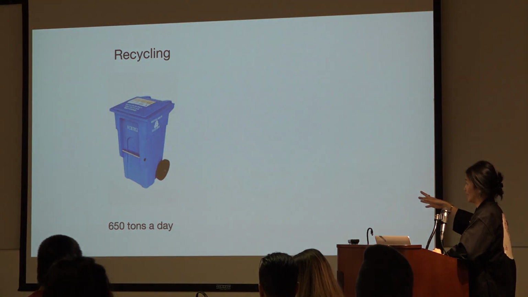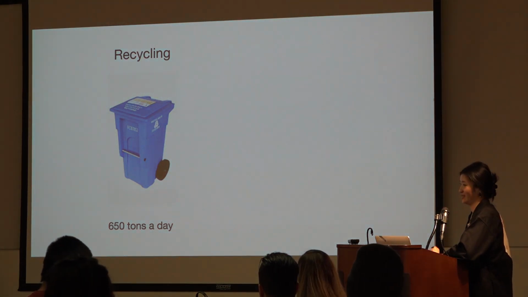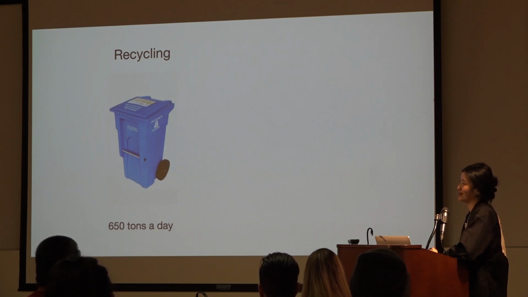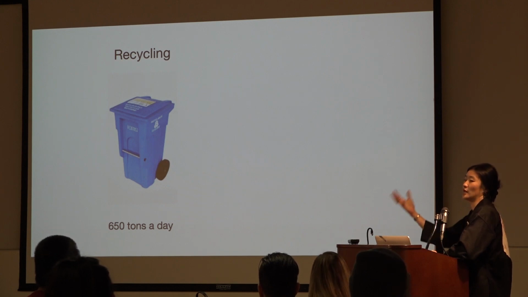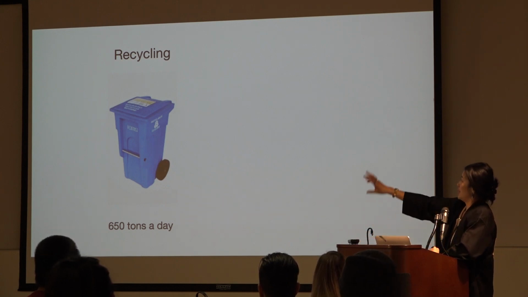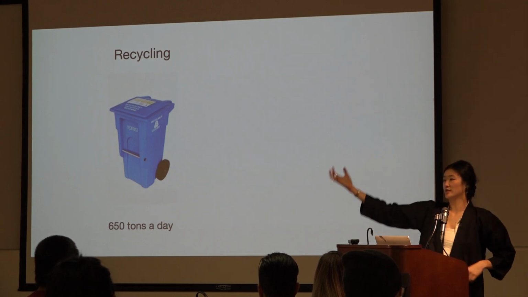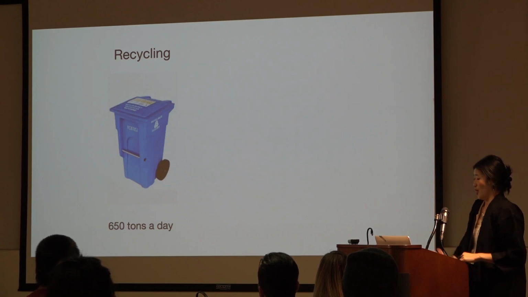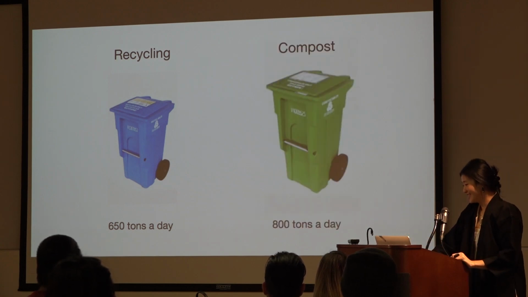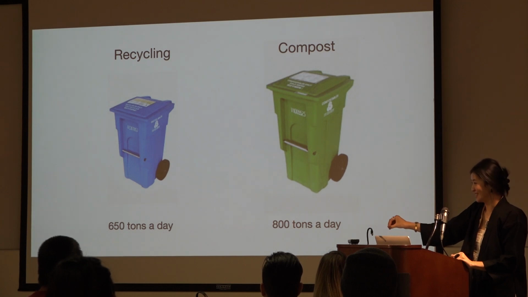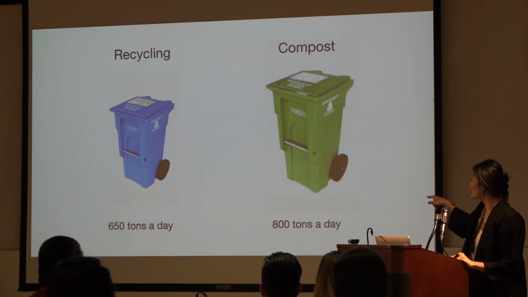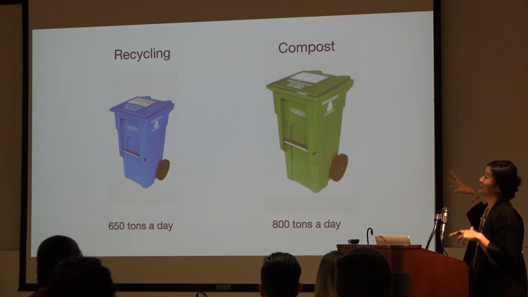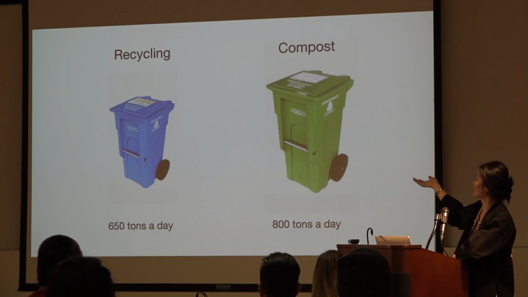Every single day, Recology picks up 650 tons of recycling, 80% of which is all fiber material, which means it's cardboard and paper that can be recycled back into new products. So there is an industry that exists with taking waste and recommodifying it and making it resources for a new product. What Recology has revolutionized is 800 tons of compost a day, which is 150 tons more than recycling, which is 800 tons more that's leaving landfills and going to a different cause.